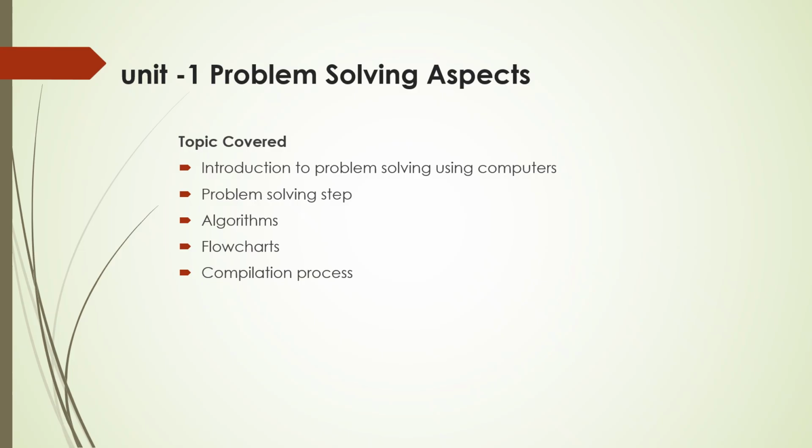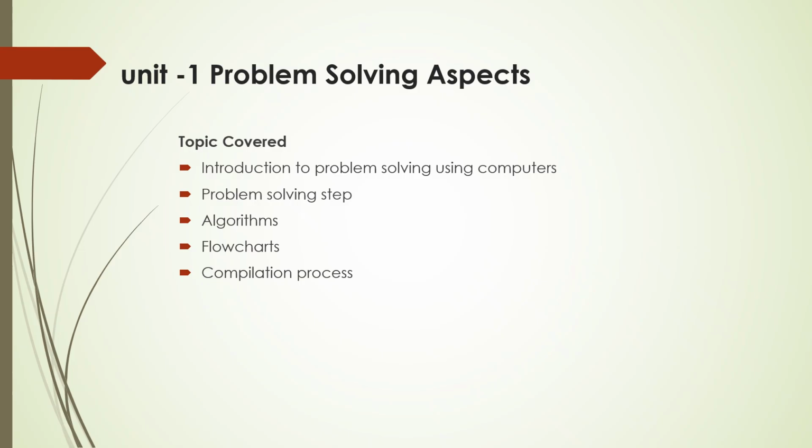The third topic is algorithm. An algorithm is a step-by-step procedure for solving a problem. We will learn how to write clear, logical algorithms before writing any program. The fourth topic is flowchart. A flowchart is a graphical representation of an algorithm using standard symbols. It helps us visualize the sequence of operations and makes the logic easier to understand.